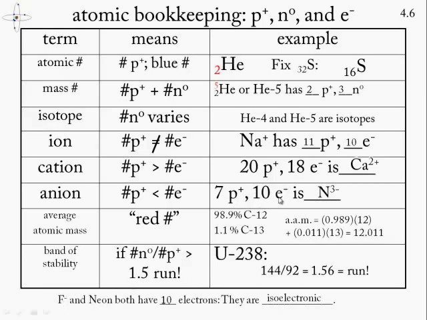Just to give you a hint into some later chemical reactions, fluorine loves to gain an electron to become like neon. Sodium loves to lose an electron to become like neon. Calcium loves to lose 2 electrons to become similar to the nearest noble gas, which is argon. And nitrogen, if it gains 3 electrons, becomes isoelectronic with neon as well. It's an extremely powerful predictor of chemical behavior. This is Screencast 4.6.